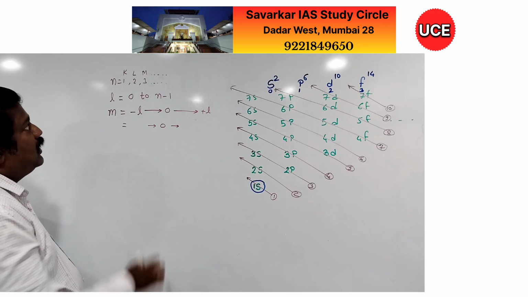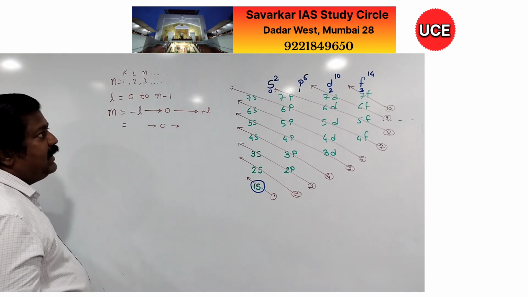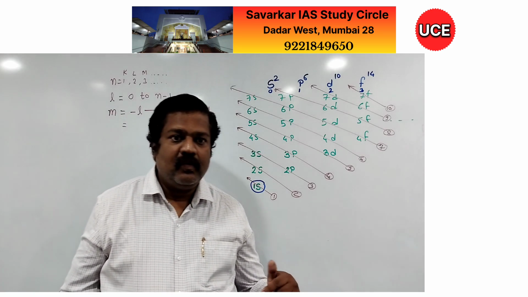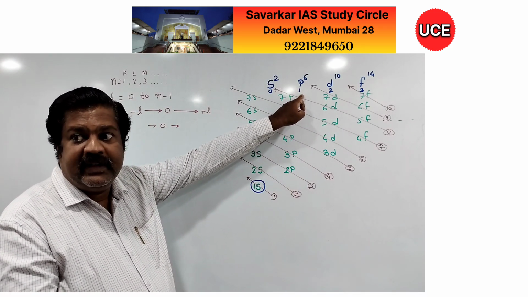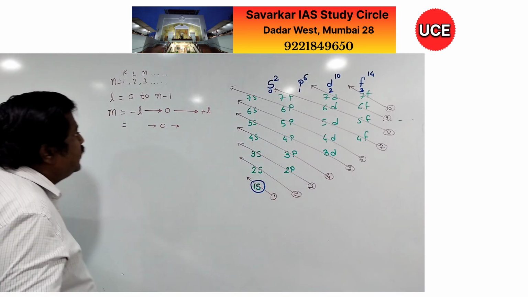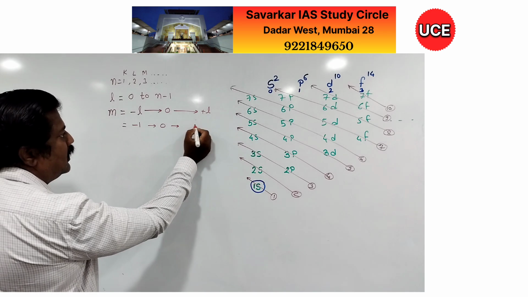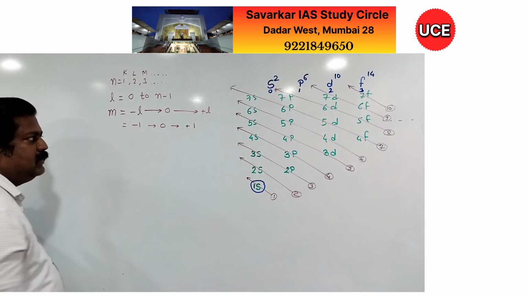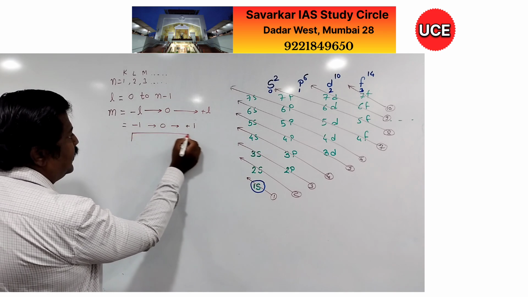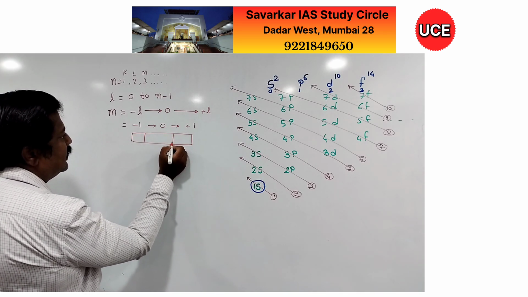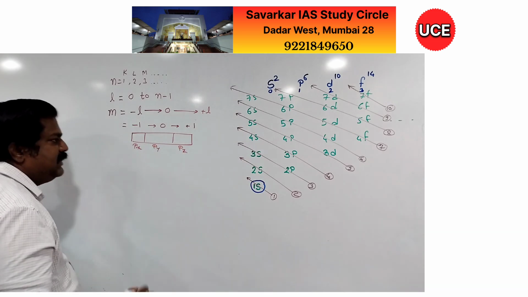But when we are talking of the p orbital, let us check: l equals 1, n equals 2. If n equals 2, then the value of l is 0 and 1. So if l is 1, that means the orbital is p. For the p orbital, I may say minus 1 to 0 and 0 to plus 1. That means the p orbital is splitting into 3. One is Px, other is Py, and third is Pz.